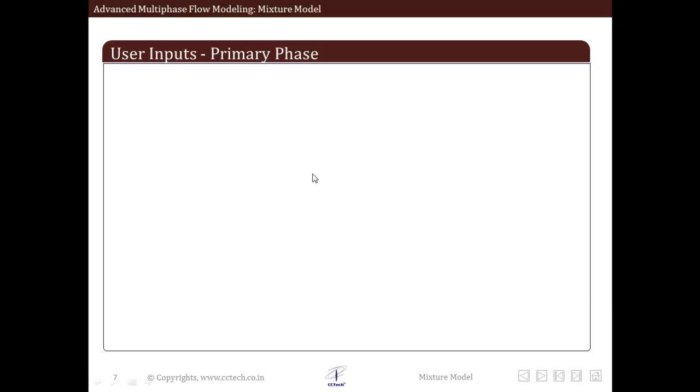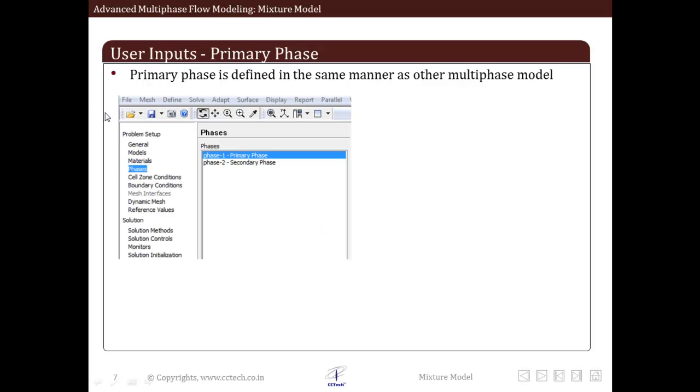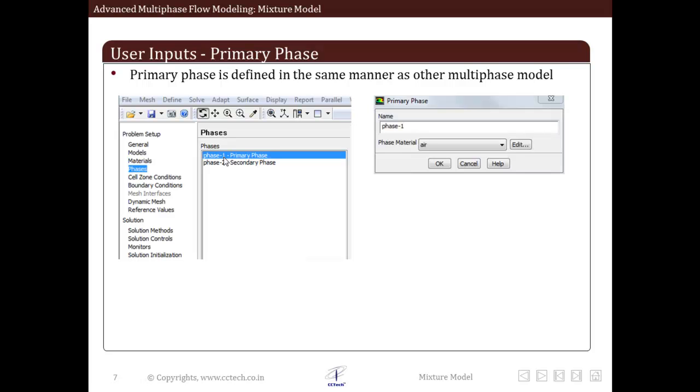First, we will see how to define a primary phase. The primary phase in case of the mixture model is defined in the same manner as the Eulerian or any other multiphase model. We go to problem setup, then click on phases, then we click on phase 1, which is the primary phase. After this, the primary phase panel opens up.